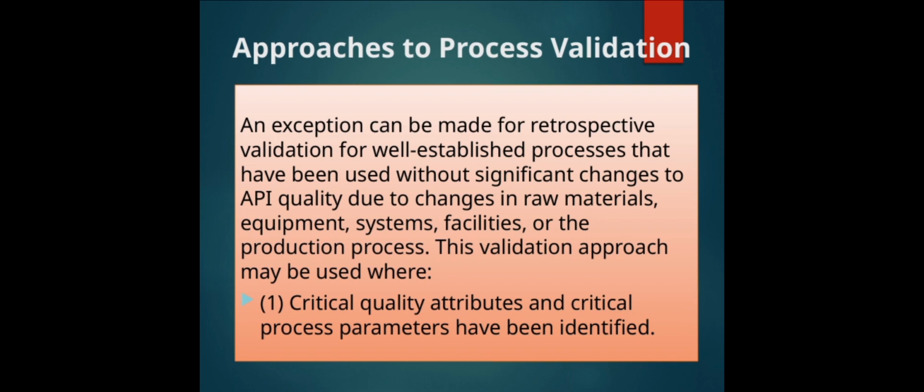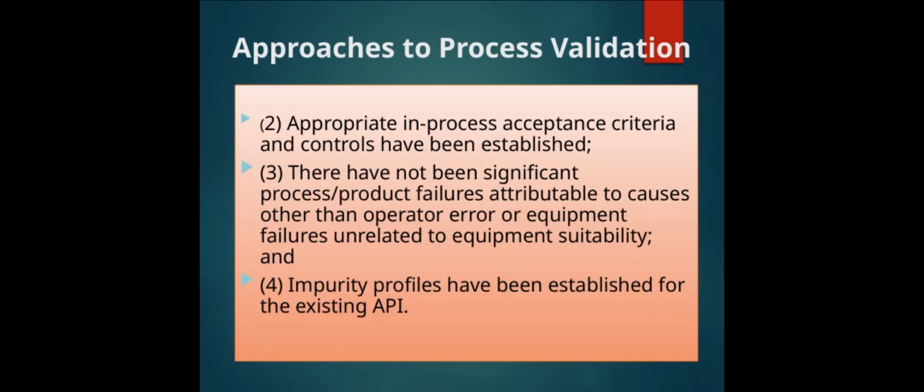The key here is that this approach is suitable when certain critical aspects are already identified. Specifically, critical quality attributes and critical process parameters need to be clearly understood and documented. Recognizing these ensures that even when we're looking back at the process, we're focusing on the elements that truly impact quality and safety. Overall, this approach helps us streamline validation for mature processes, but it still requires careful assessment to confirm that no significant changes could have affected the process's integrity. It's all about balancing efficiency with maintaining high standards.